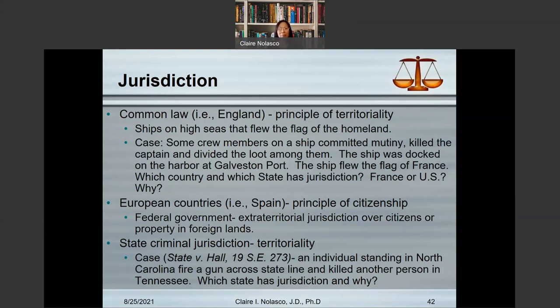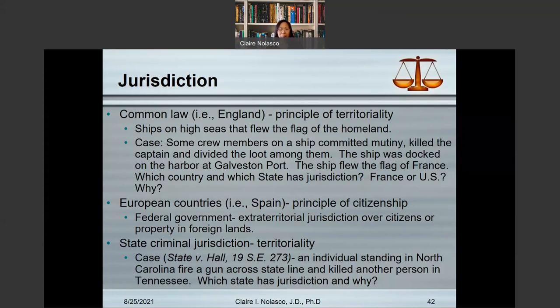Let's look at this case. Some crew members on a ship committed mutiny, killed the captain, and divided the loot among them. The ship was docked on the harbor of Galveston Port. The ship flew the flag of France. So the ship is by extension a citizen of France. Which country and which state has jurisdiction, France or US?